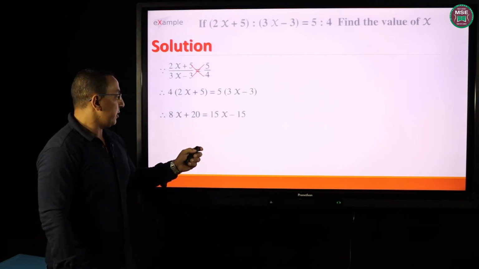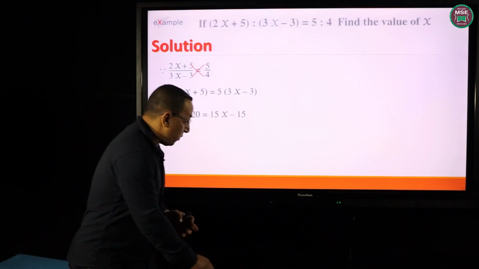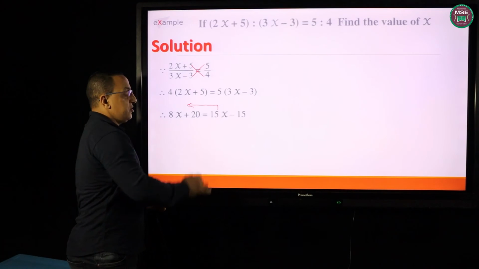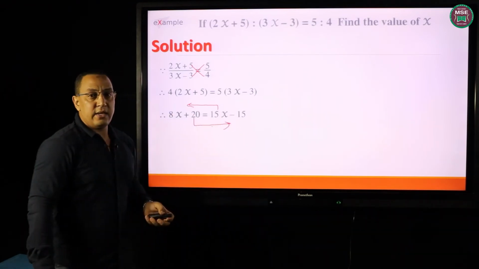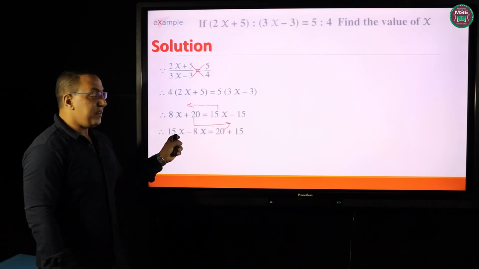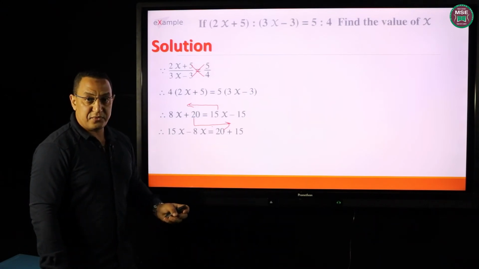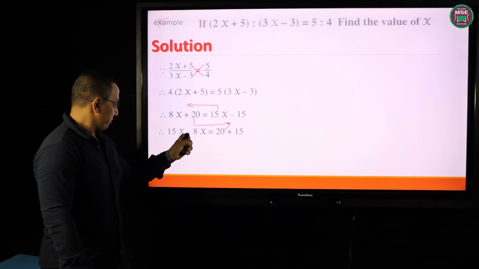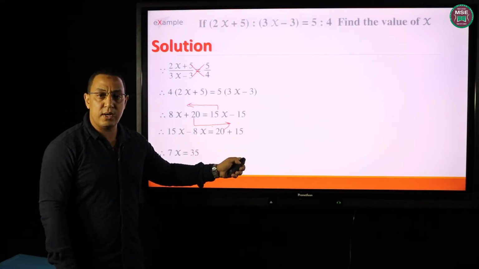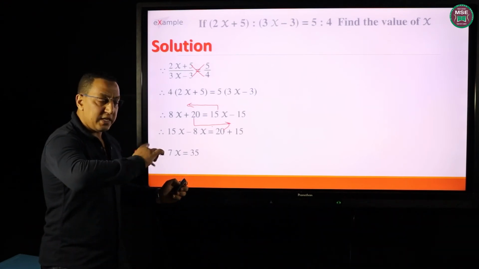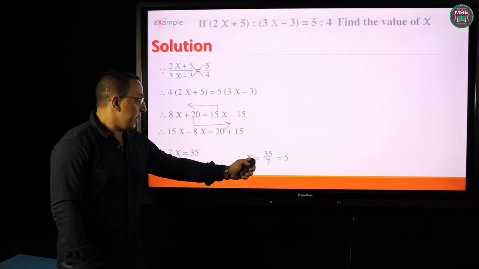Now I'm going to do what? I'm going to collect x on one side and the numbers on one side. I'm going to switch 15x to the right side and 20 to the left side, like this: 15x minus 8x equals 20 plus 15. 15 minus 8 equals 7x, and 20 plus 15 equals 35. Finally, I'm going to send 7 to the other side as division. It will be 35 over 7, which equals 5.